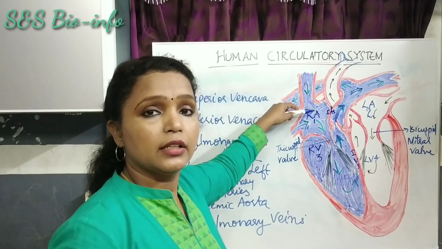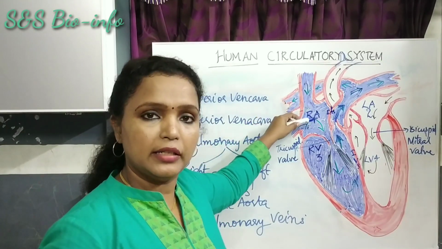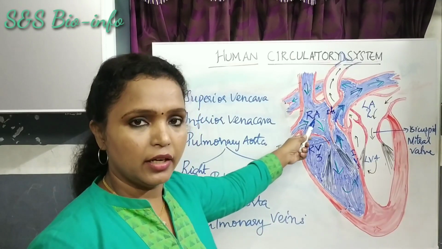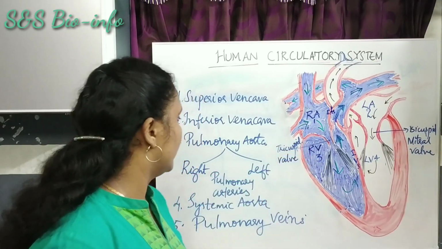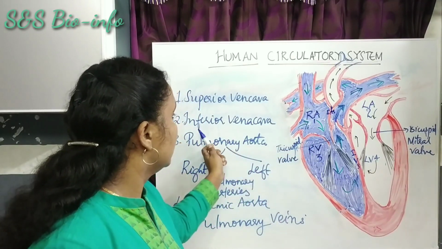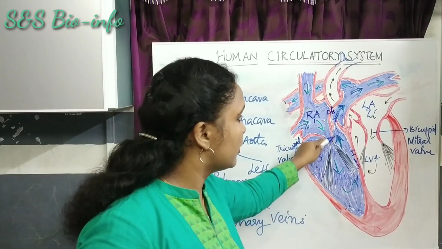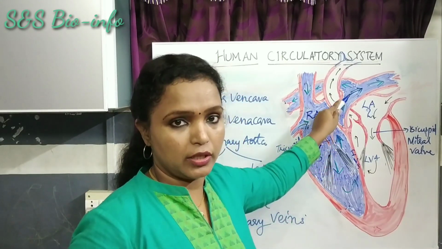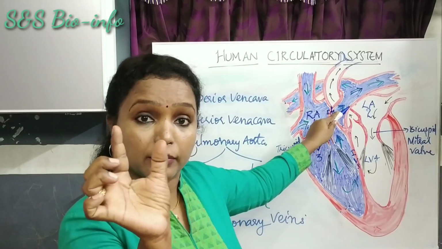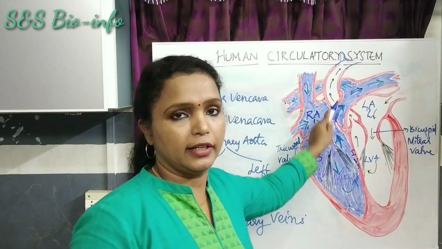So finally, the impure blood reaches the right atrium. Then from the right atrium, it goes to the right ventricle. Then from there, it goes to the pulmonary aorta. This is the main aorta, which carries the impure blood from the right ventricle.